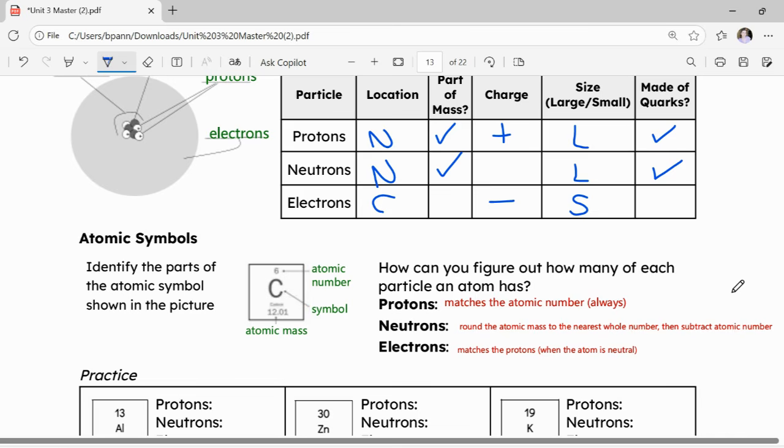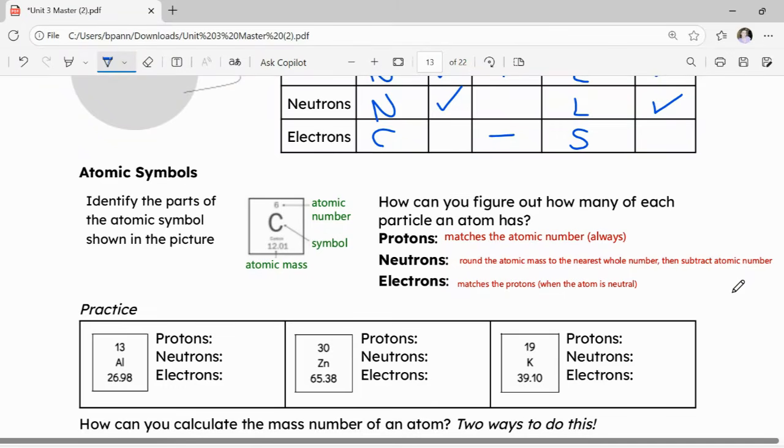Let's use these rules to practice. With aluminum, we see the 13 at the top. 13 tells us that this is our atomic number. 13 tells us that there are 13 protons. It also tells us that there are 13 electrons. I like to do these two together because they're the easiest ones. Then our neutrons, we'll round 26.98 to 27. We'll do 27 minus 13. 27 minus 13 is 14. So the most common number of neutrons for aluminum is 14.